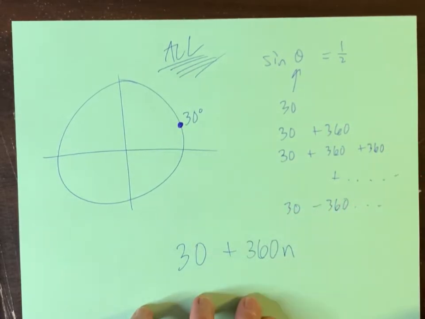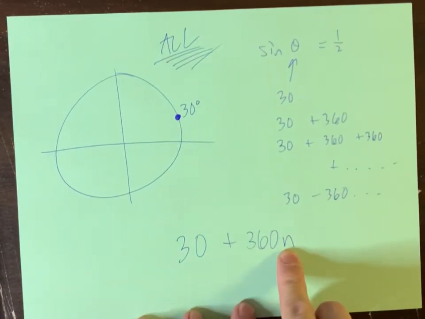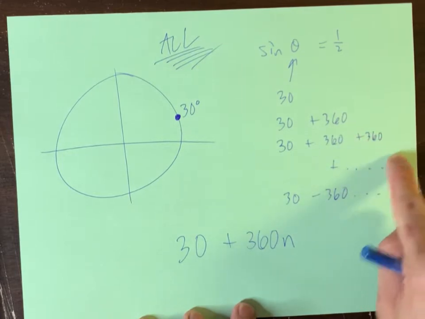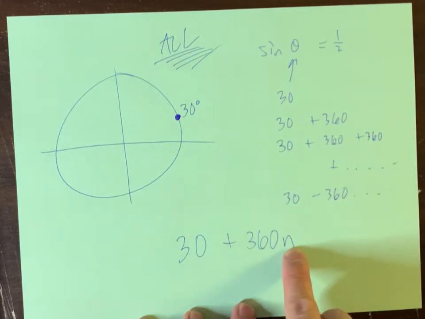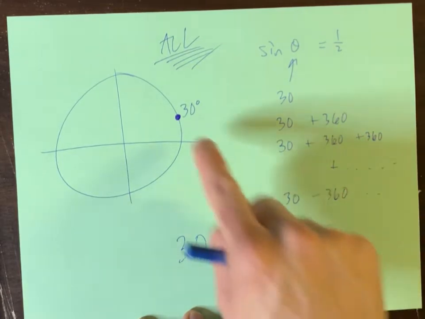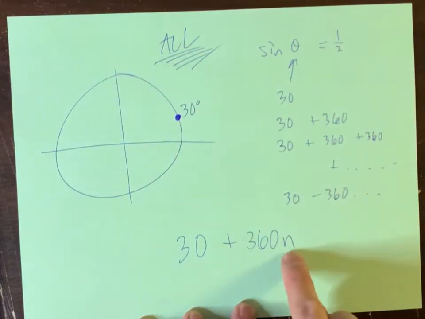So you put the letter n, because n could represent any number, the number of times that you want to go around the unit circle. So that's why we don't pick specific numbers. We throw in the letter n, because this gives us the ability to wrap around the unit circle n times, where n could be positive or negative.